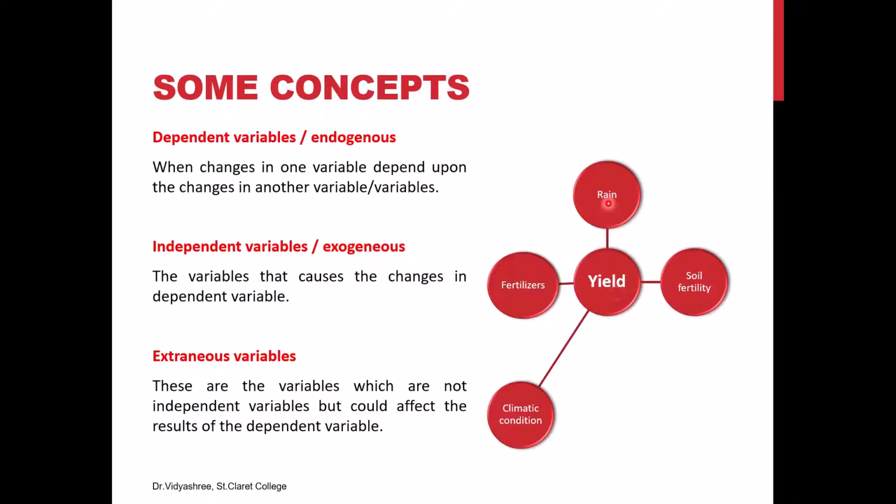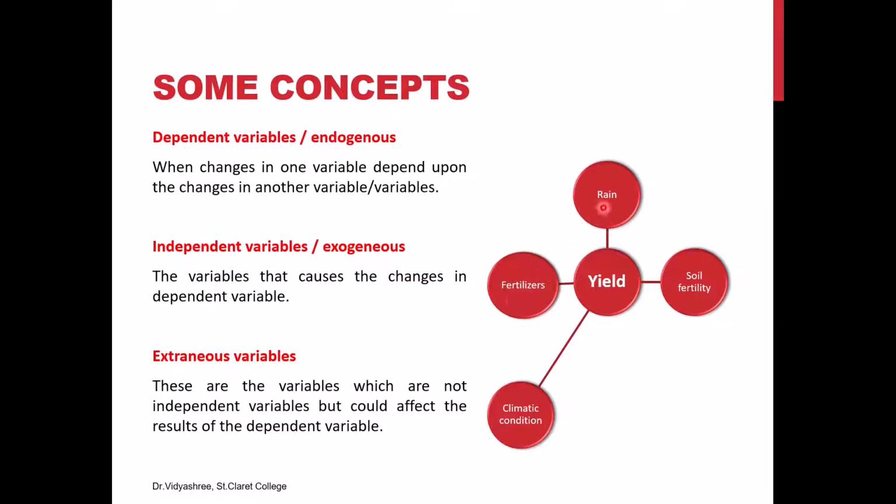So when the change occurs in rain, the change would occur in yield. So this is dependent on rain. So this yield is nothing but the dependent variable. In other words, if a change occurs in fertilizer, then the change occurs in yield. If there is a change in yield, then the fertilizer will not change. That's why this is independent. This is not dependent on any other things.